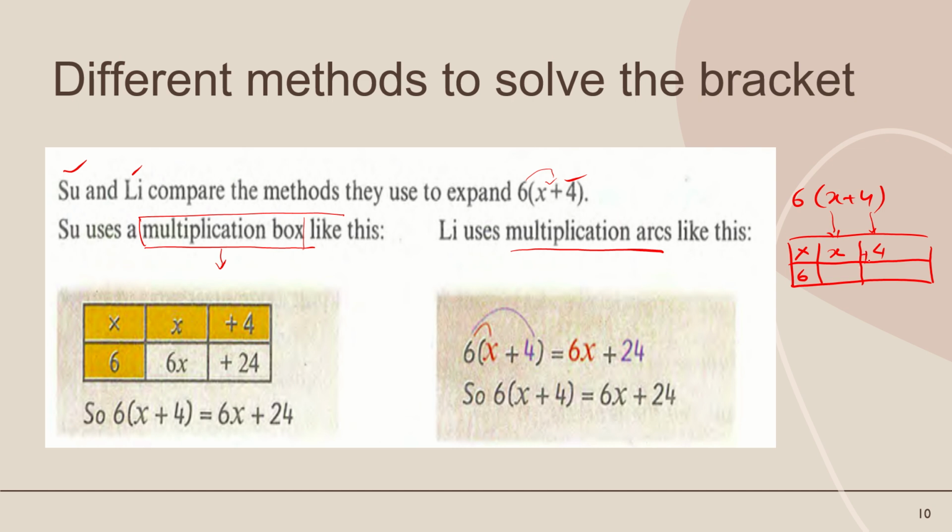Multiply 6 into x, so we will get 6x. Then 6 into 4, 6 times 4 is 24. So we will get the answer: 6x plus 24. Clear? This is one method through which you can solve the bracket.